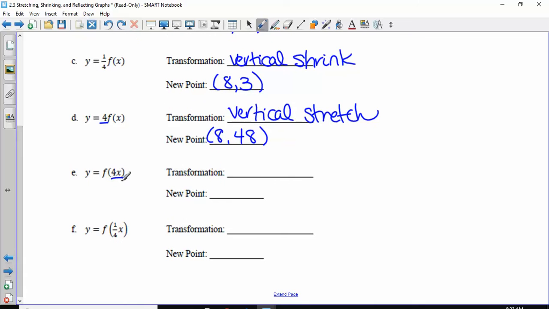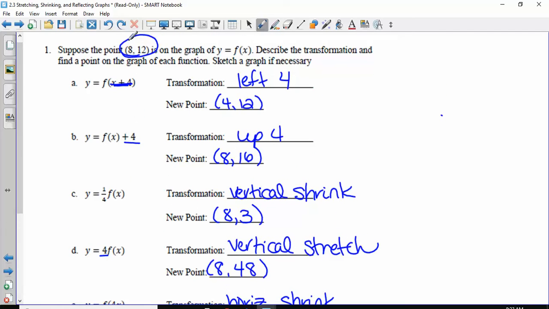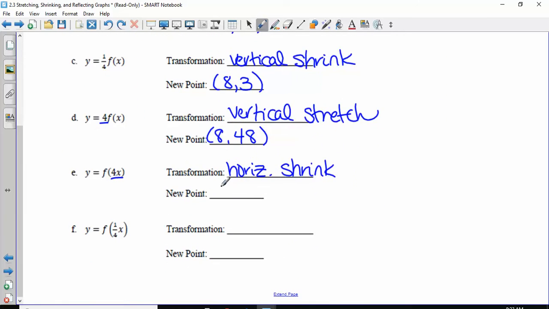All right, E, inside is x, and it does the opposite. So x is horizontal. It does the opposite. So bigger than 1 will shrink. That's the opposite of what we think. So if we take the point 812, we're changing x, and we do the opposite. So instead of multiplying my x by 4, I divide it by 4. So we get 212.